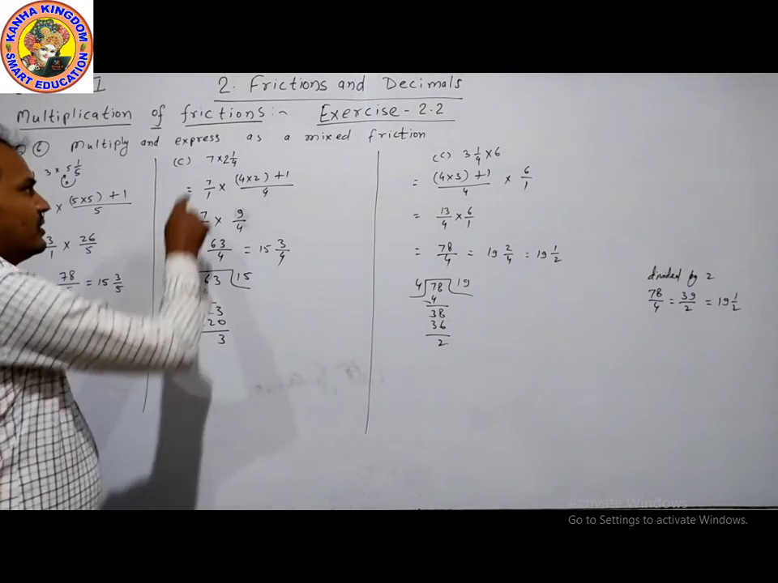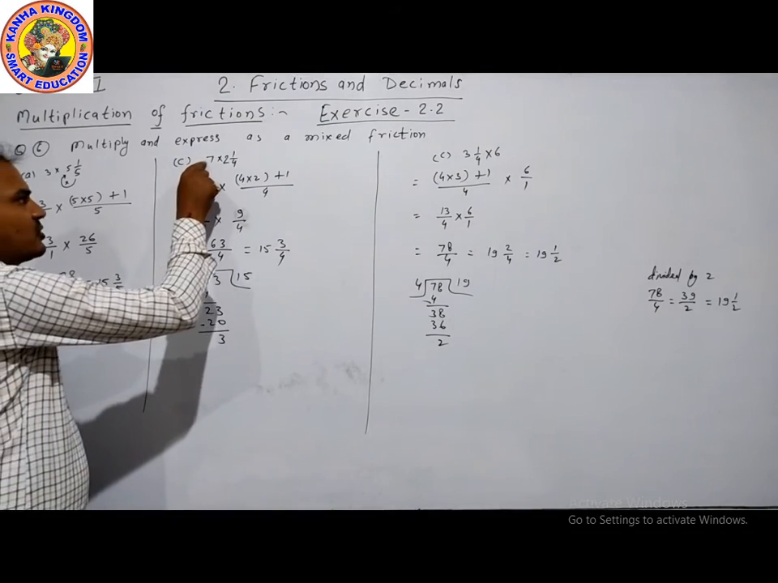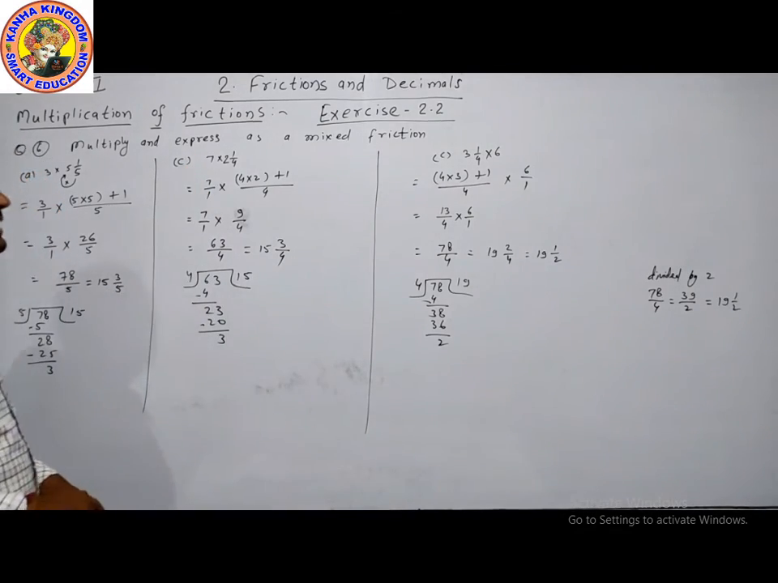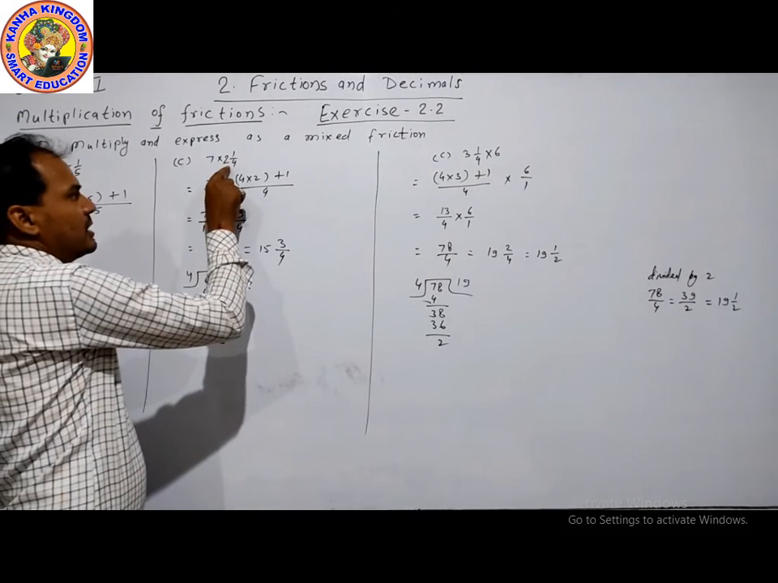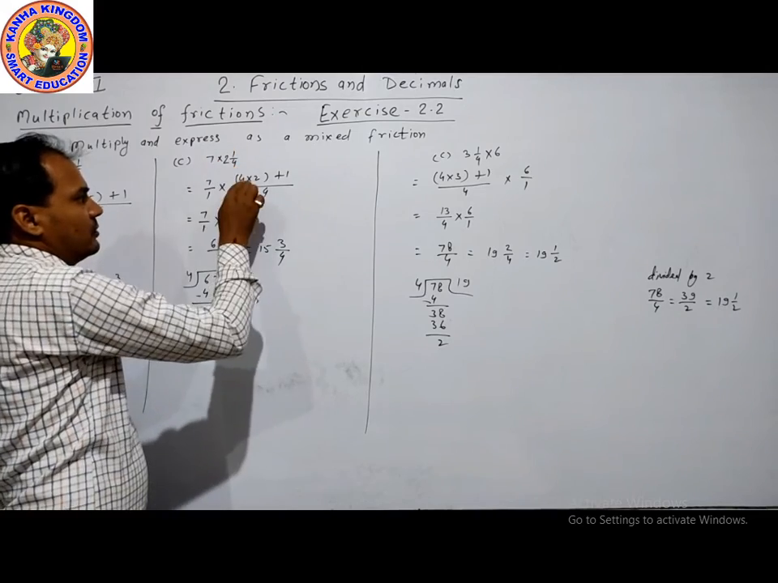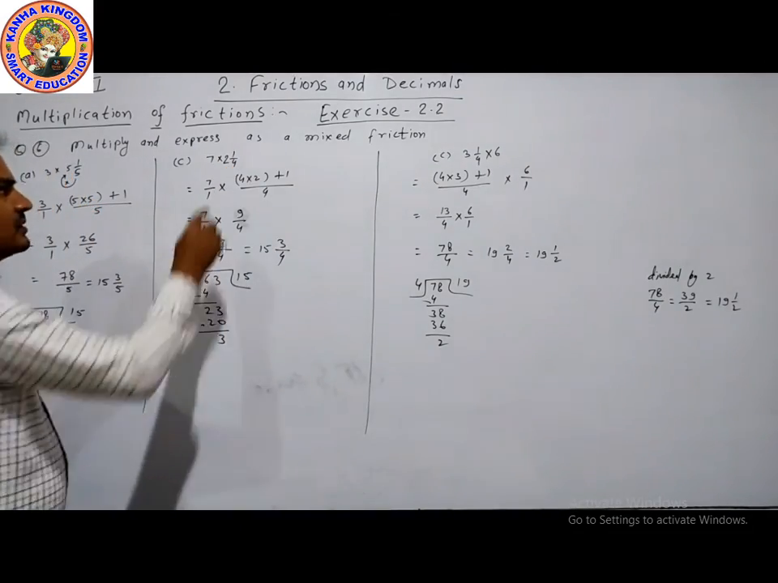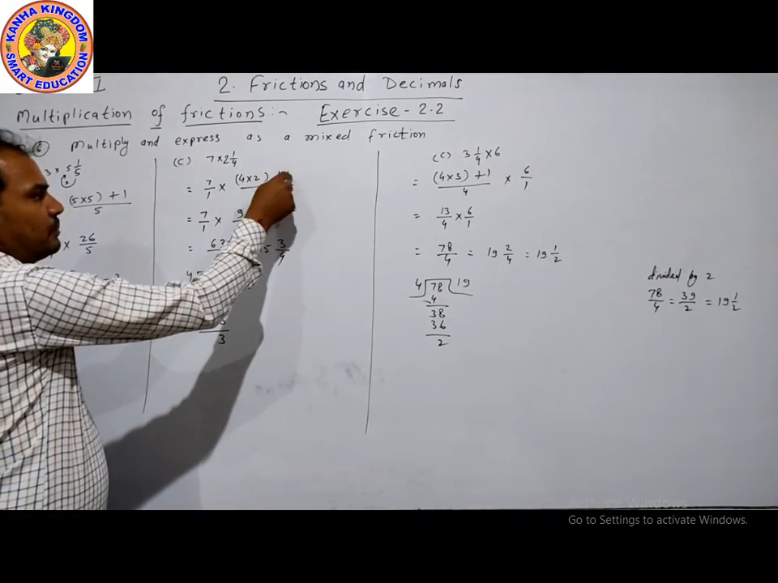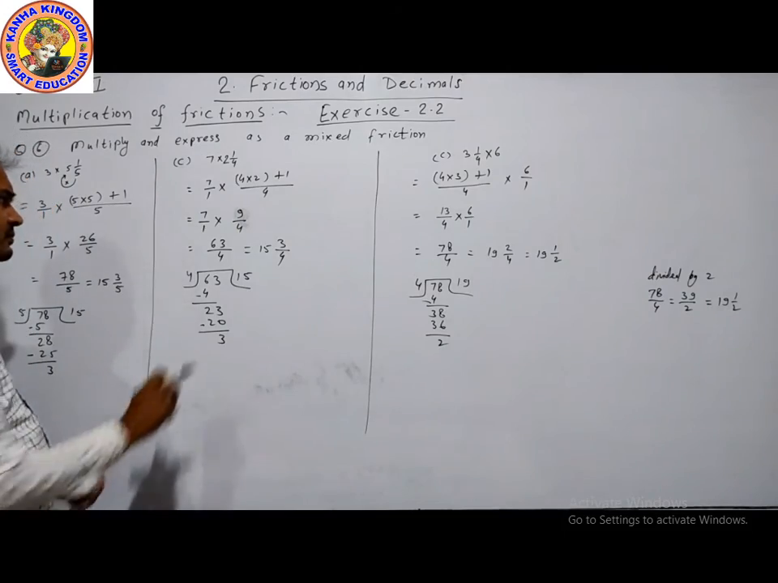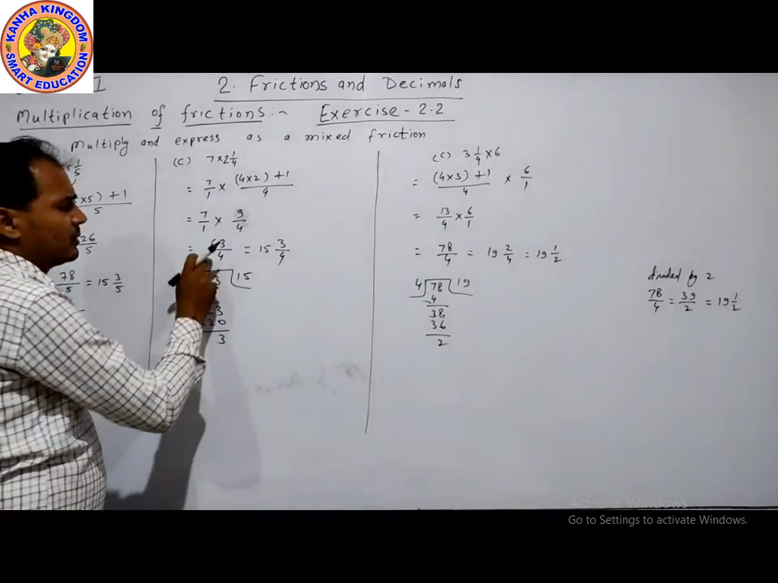Another question: 7 into 2, 1 by 4. First of all, the integer is divided by 1 to convert it into a fraction. Second, the mixed fraction: 4 into 2 plus 1, the divisor is 4. 4 into 2 is 8, plus 1, 9, so 9 by 4. 7 into 9 is 63, and 1 into 4 is 4.